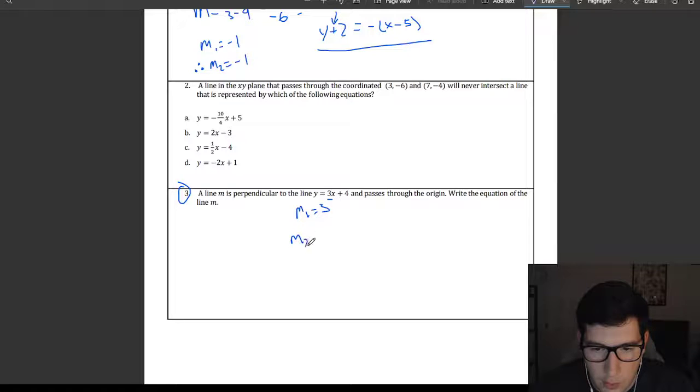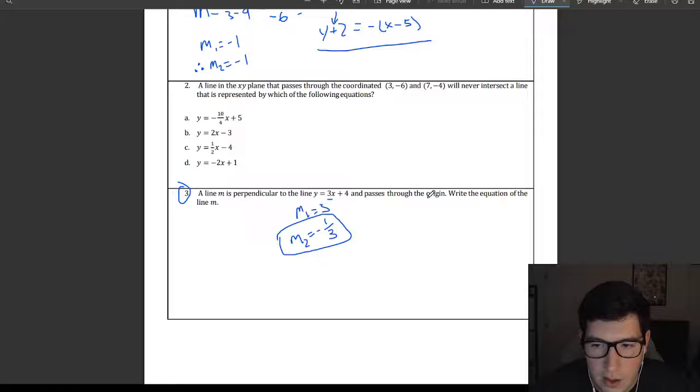And so when we're thinking about what is the negative reciprocal of 3, we're going to have negative 1 over 3, right? Makes sense. Super simple. Nice and easy. So boom, I already have the slope of my second line. And now just as above, they also give us a specific point that this needs to pass through. They're just a little bit sneakier about it.